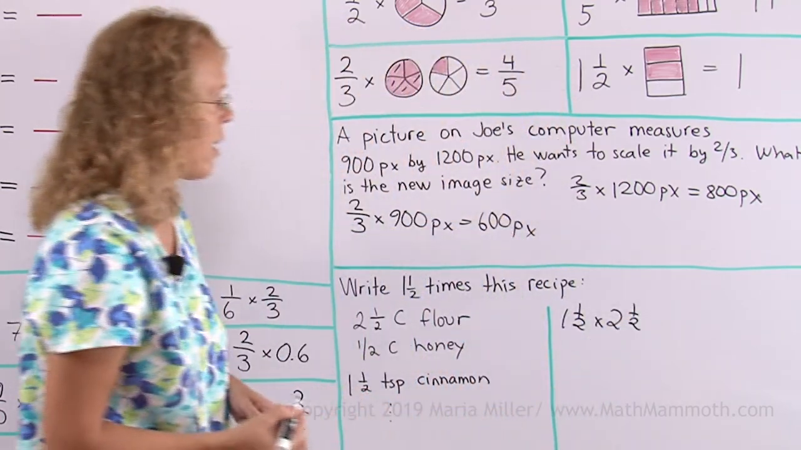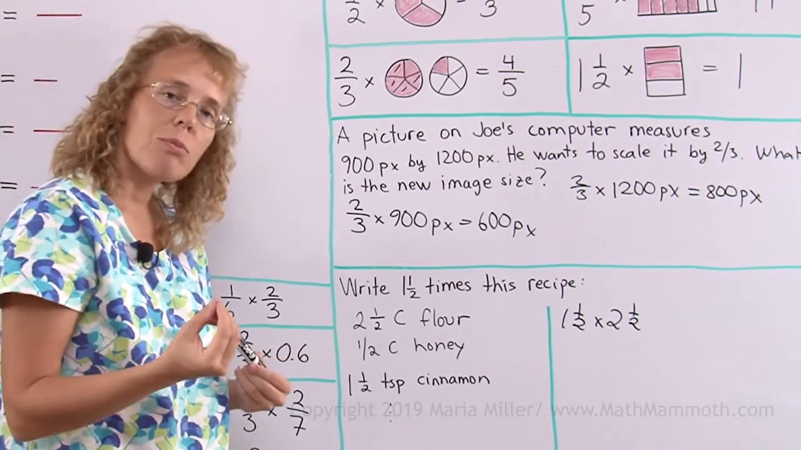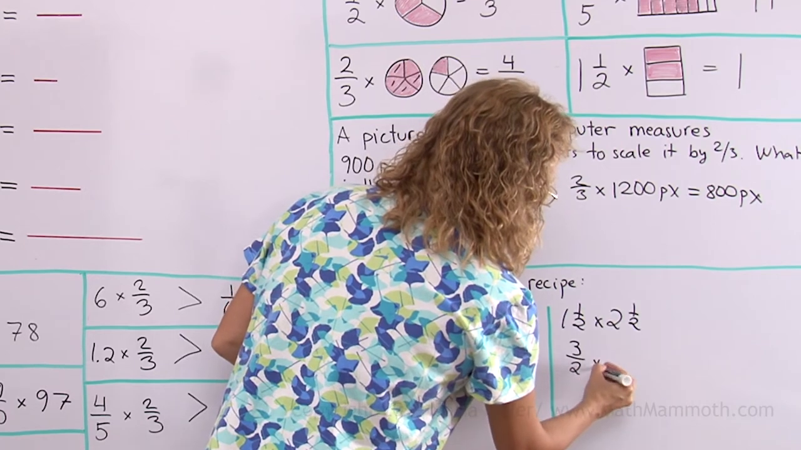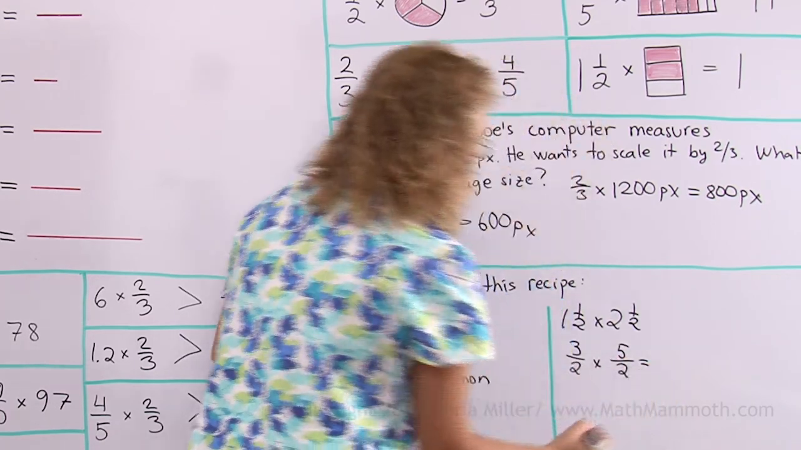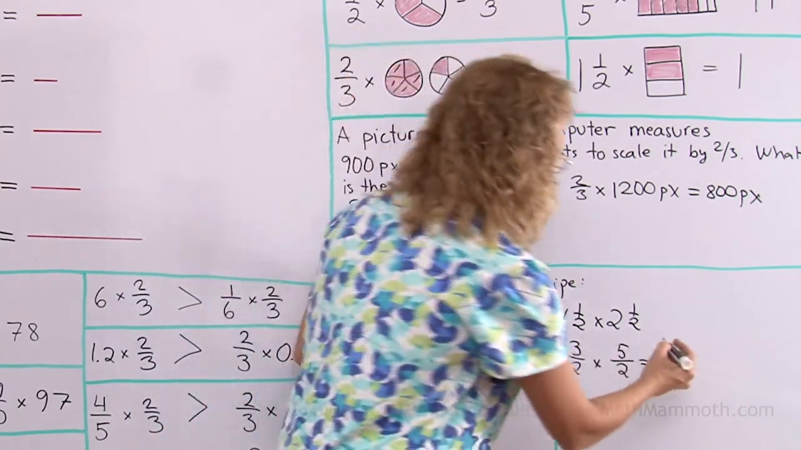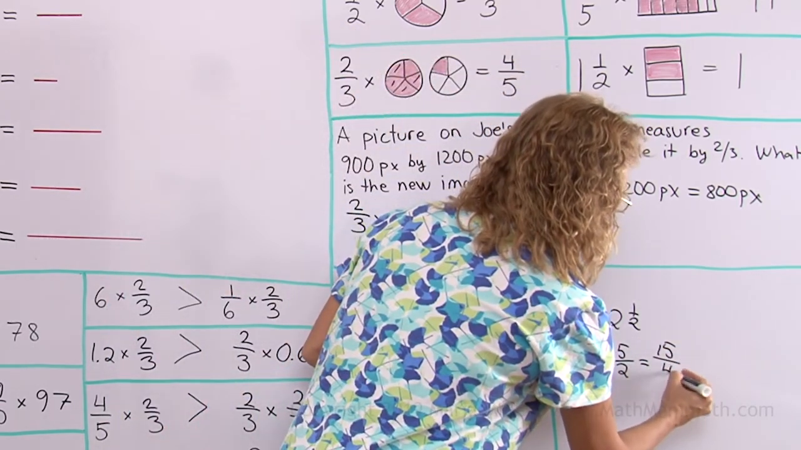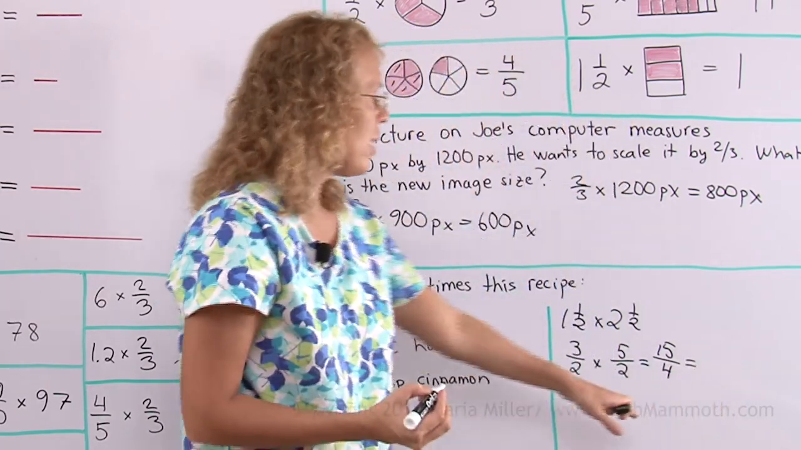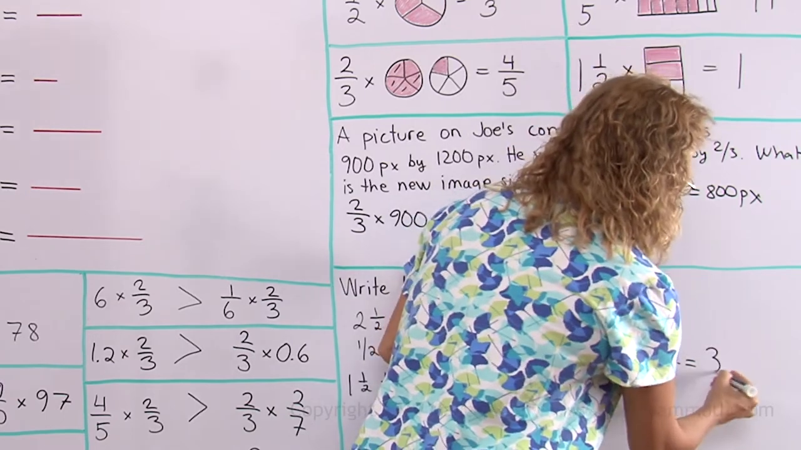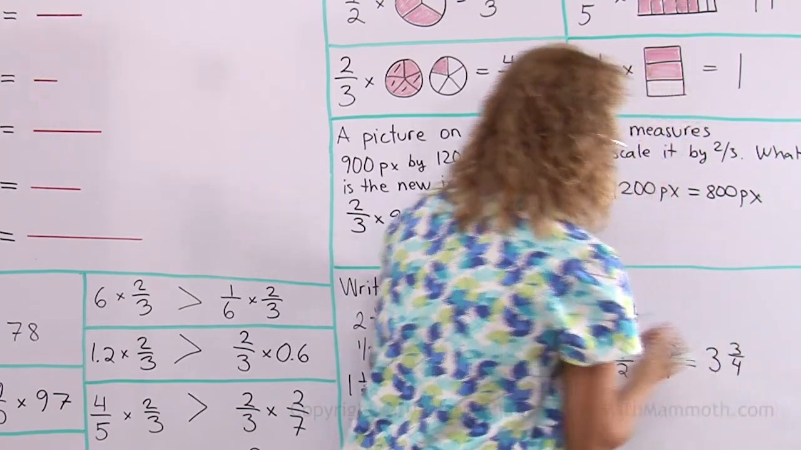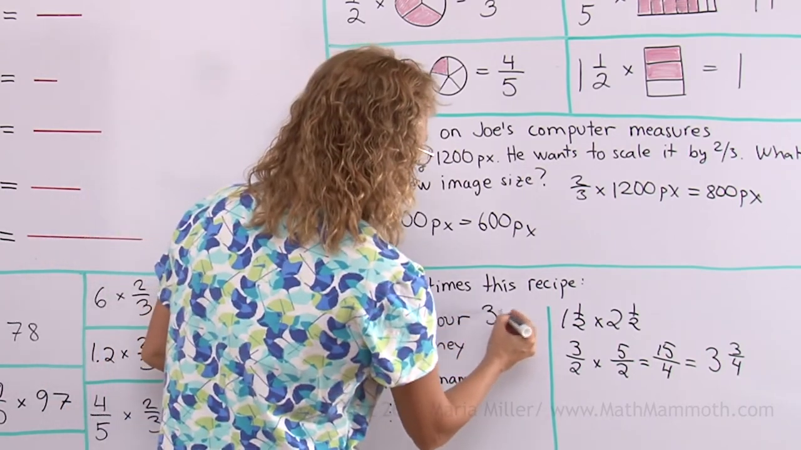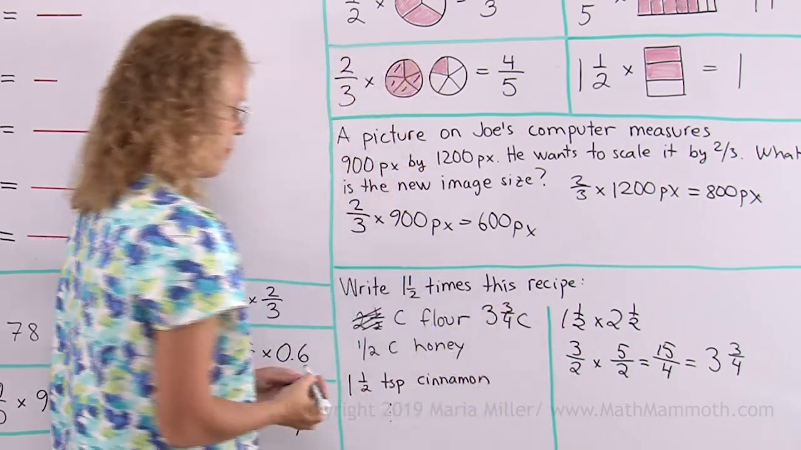1.5 times 2.5. Now, those are mixed numbers. I need to change them to fractions first. So I will get 3/2 times 5/2. And then use the regular rule for fraction multiplication. Multiply the top numbers, multiply the bottom numbers. Okay, and now we have our answer, but I'll change it to a mixed number here. 4 goes to 15 3 times, and then there's 3/4. So this here will be changed to 3 3/4 cups of flour.